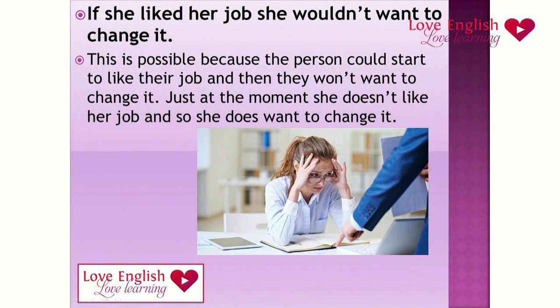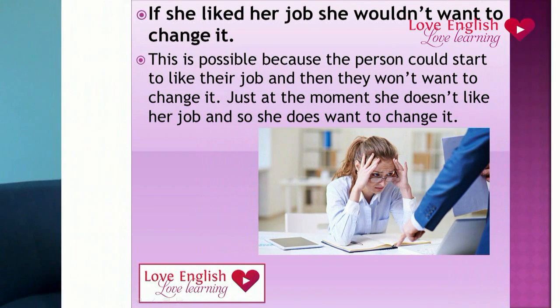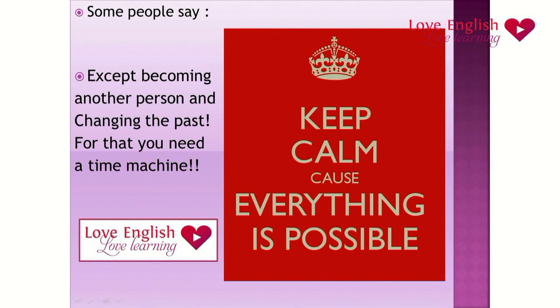On to the last one. We've got, if she liked her job, she wouldn't want to change it. Now, this one is just saying, at the moment, she doesn't like her job, so she wants to change it. But this could change. There is a possibility that this could change. She could start to like her job and then she won't want to change it anymore. But in this case, it's saying if she liked her job, she wouldn't want to change it. So we could see from those examples that it varies the possibility level. It varies from completely impossible to quite possible.